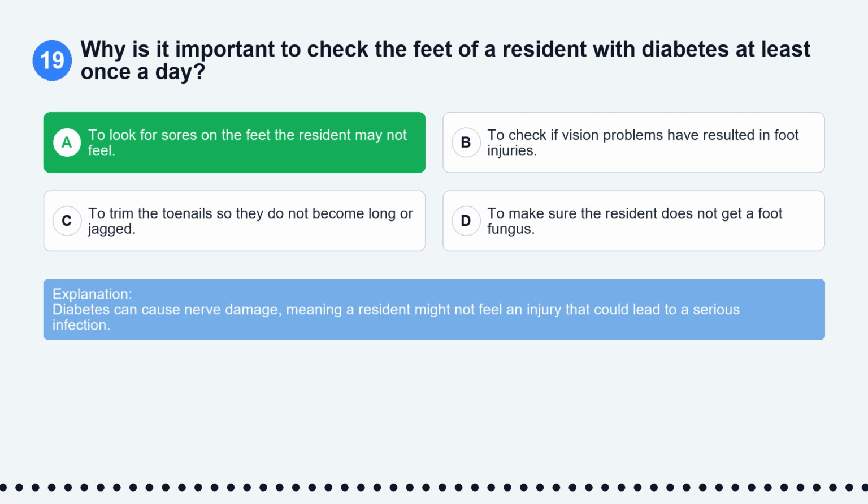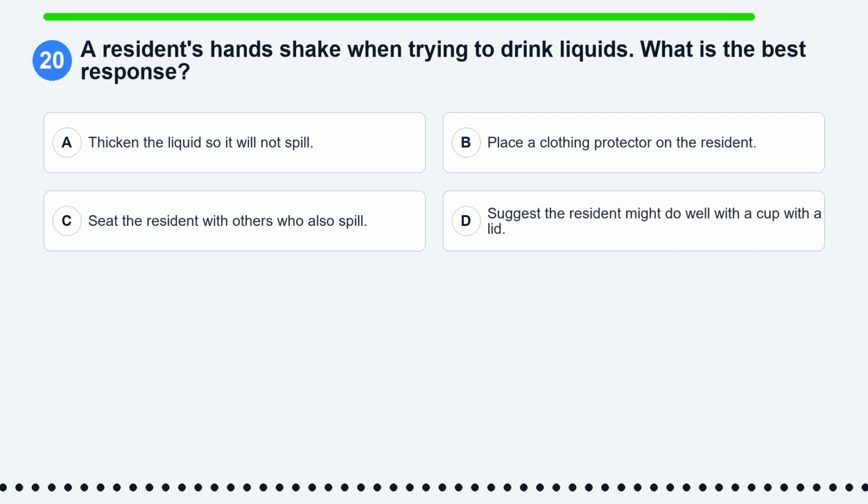Diabetes can cause nerve damage, meaning a resident might not feel an injury that could lead to a serious infection. Question 20. A resident's hands shake when trying to drink liquids. What is the best response?